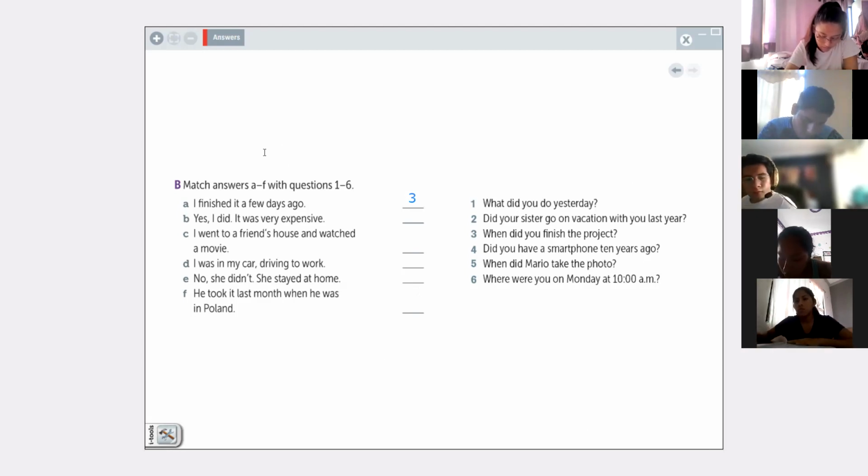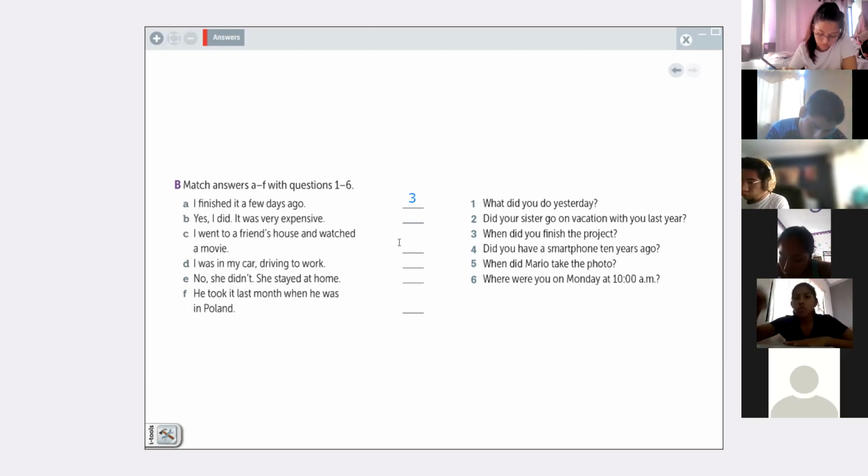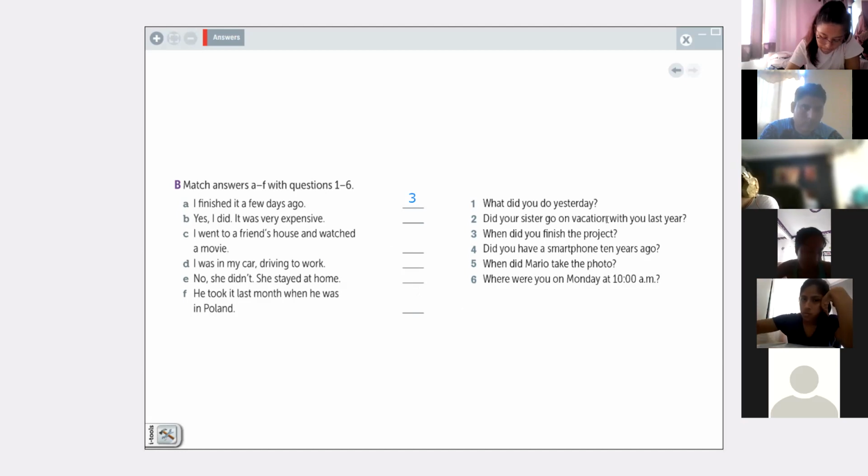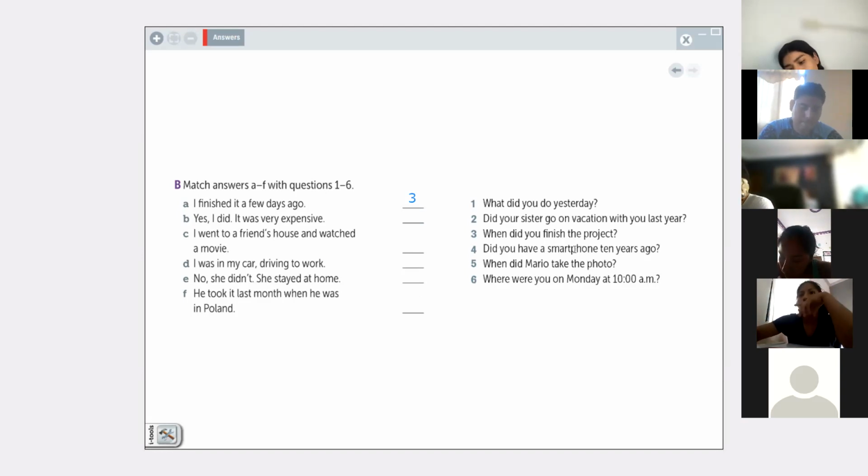Carla Daniela, can you read answer B? Yes, I did. It was very expensive. Which of the questions do you think is the correct? Number 2, I think. Okay, maybe. What do you think, guys? Do you agree with your partner? Number 4. Do you have a smartphone 10 years ago? Yes, I did. It was very expensive, right? Very good. Number 4. Thank you.